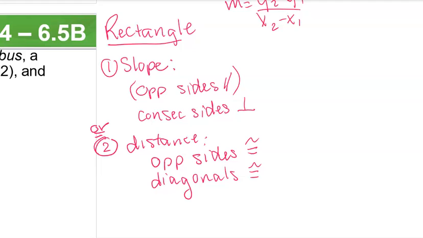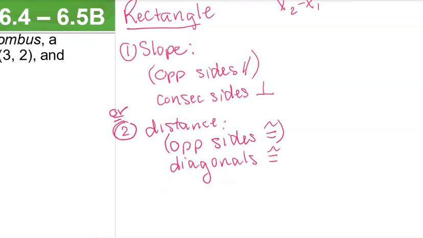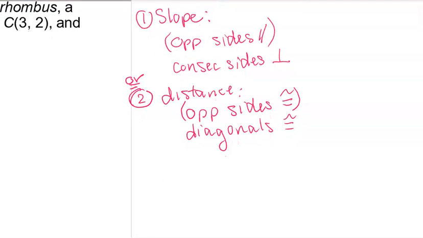If I wanted to use just distance, since it's already a parallelogram, I don't have to prove the opposite sides are congruent. I just have to check that the diagonals are congruent to each other. So I could use one or the other. You don't have to do both.